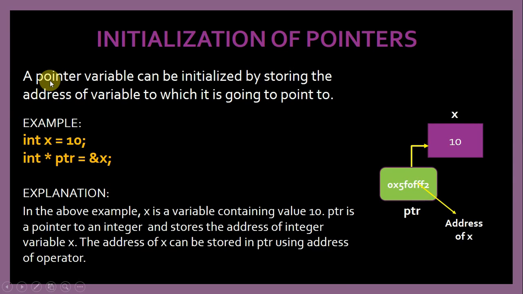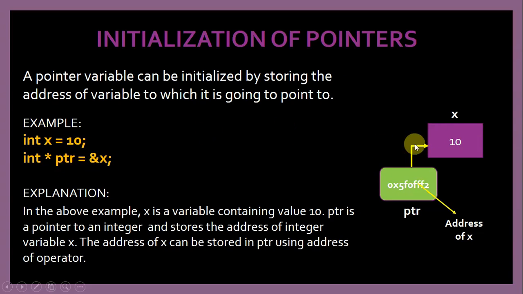Initialization of pointers. A pointer variable can be initialized by storing the address of the variable to which it is going to point. Let us take an example. Suppose int x is equal to 10. x is a normal integer variable, as you can see here, and it holds the value 10. Now if I say int star ptr is equal to ampersand x, it means that ptr is a pointer of type integer and ampersand means address of x. A pointer can hold only addresses. If it is a pointer type variable, it cannot hold simple values like 10, 20, 30. It can hold only addresses. So I have to give the expression ampersand x. Ampersand x means address of x.